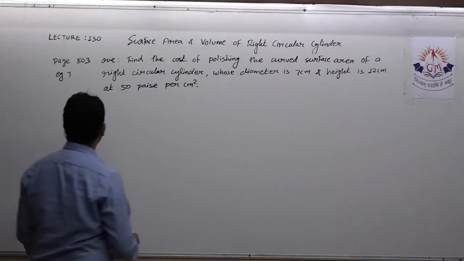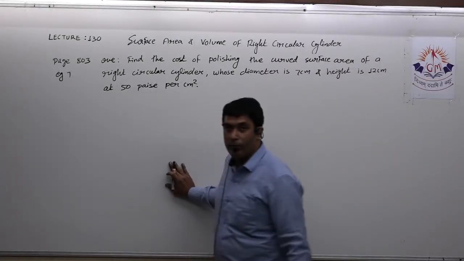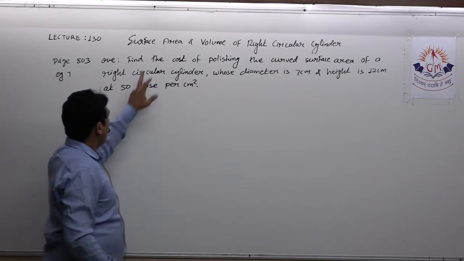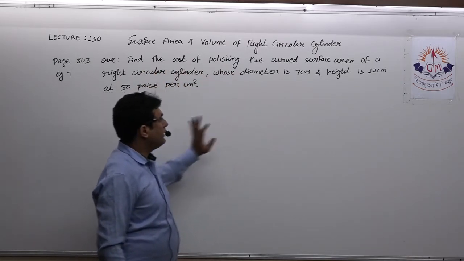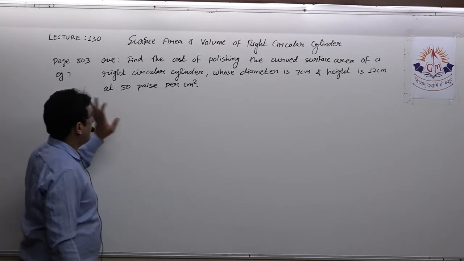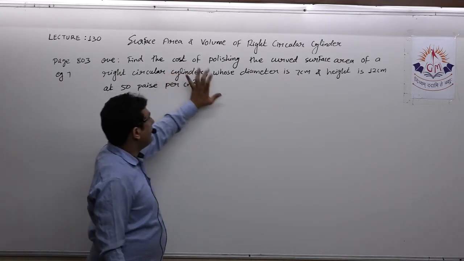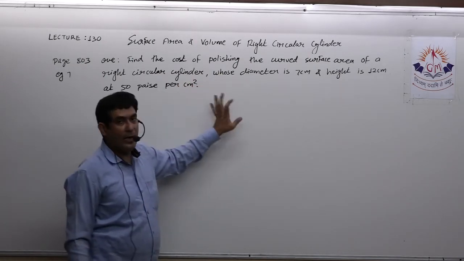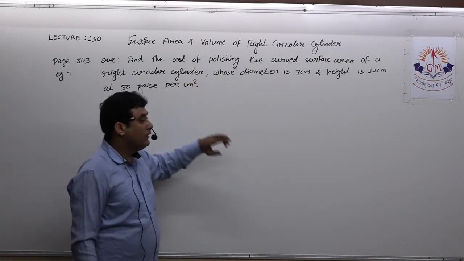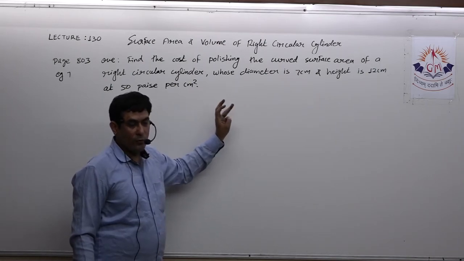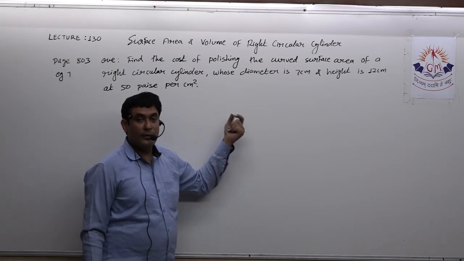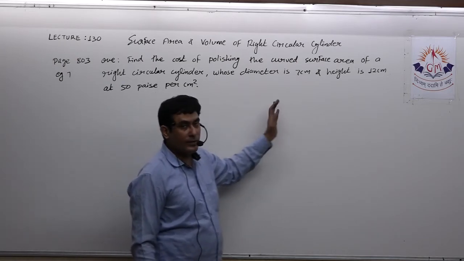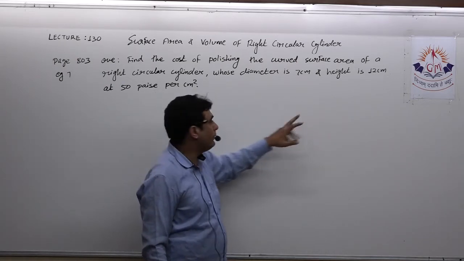Okay, this is the next question taken from page number 803, example number 7. What we have to do? We have to find the cost of polishing the curved surface area of the right circular cylinder. See, by reading this much part of the question, I got one thing, that definitely we have to find curved surface area. Now, to get the curved surface area, the formula is 2 pi rh. That means we need radius and height. Now read the question further to check whether radius and height are given directly or not.